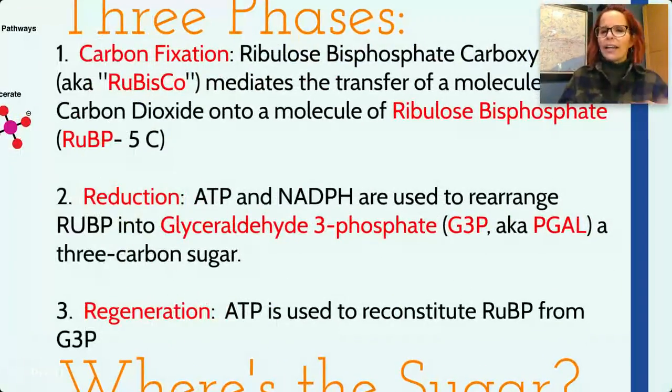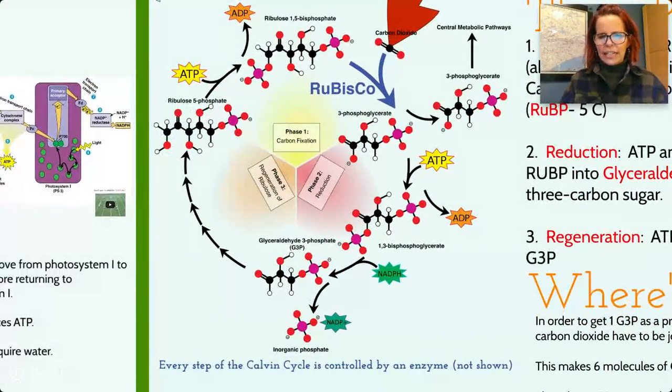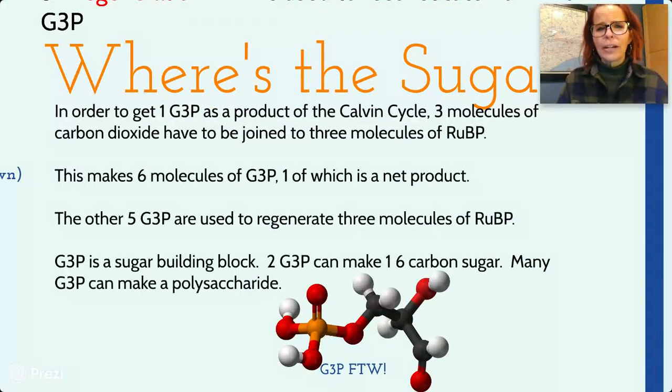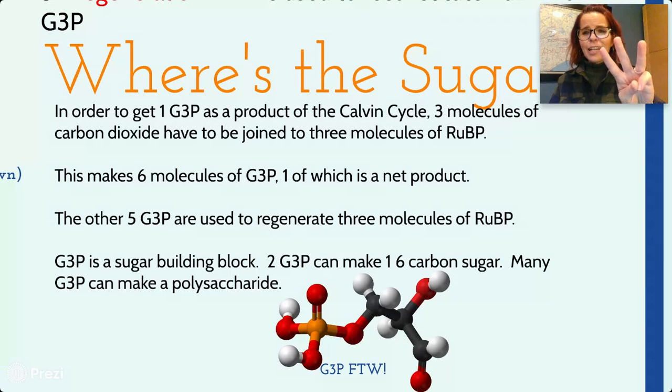All right, and I forgot to say this, the question over on the side here: where's the sugar? Where is glucose being made? Because I mentioned that we make this molecule that has 3 carbons in it called PGAL. Well, then the cell is able to put 2 of those 3-carbon molecules together to make your C6H12O6.